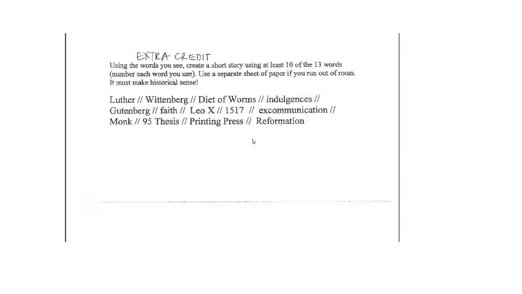So there's lots of ways that you could include these words in a short story and show me mastery of the content. If you say, I went to class and I learned about Luther and Wittenberg and the Diet of Worms and indulgences and Gutenberg, and you just list them in your short story, that is not showing me mastery of the content. So you need to show mastery of the content in your short story so that I know that you know what those things are, and you get to pick the 10 of the 13 words.